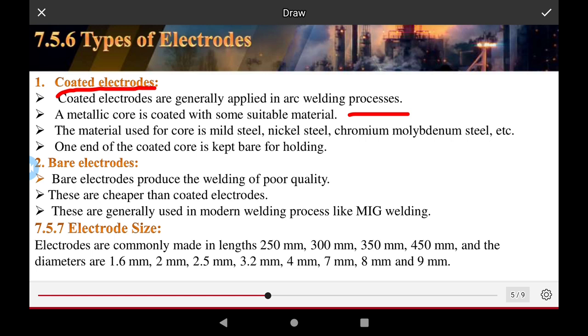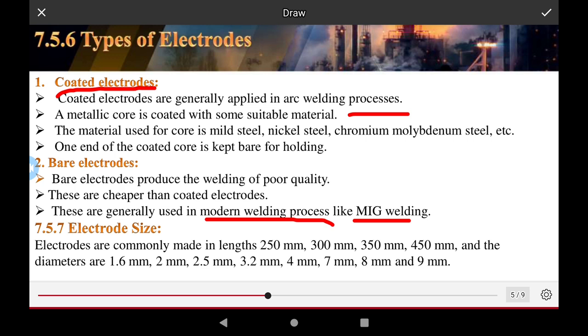What is welding polarity? There are two types of welding polarity: forward polarity and reverse polarity. I will present it again in the slide. These are the shape of coated electrodes, generally used in modern welding processes, like magnesium inert gas welding, metal inert gas welding.